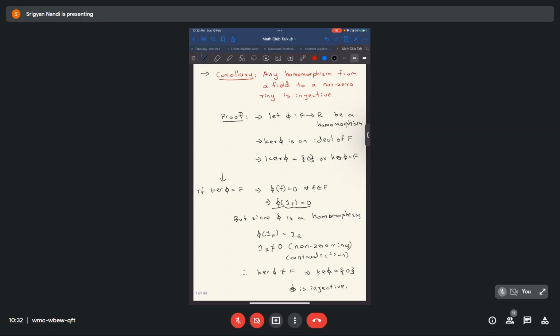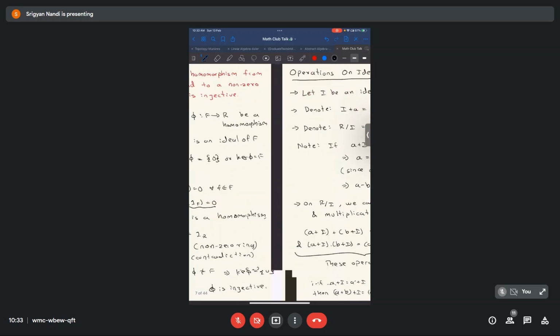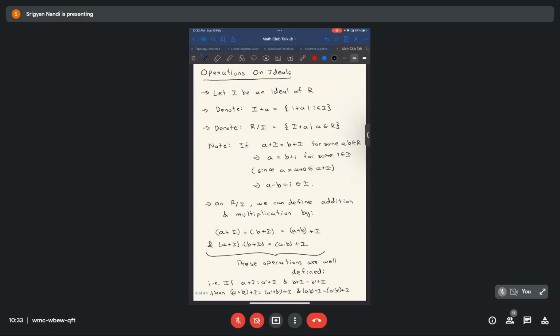Okay. So now that we have defined ideals, let us see what we can do with ideals. And the next segment will make it a bit more clear why ideals behave analogously to normal subgroups. There's not much to write in this segment. So we assume I is an ideal of R, and we denote I plus a to be the set of all elements expressible as i plus a, where i is an element of the ideal.